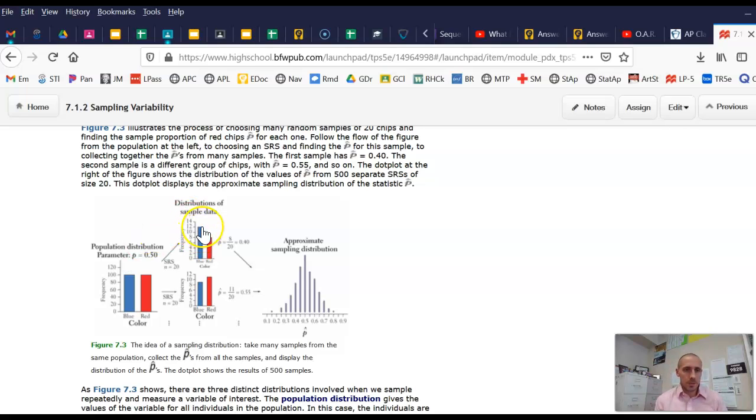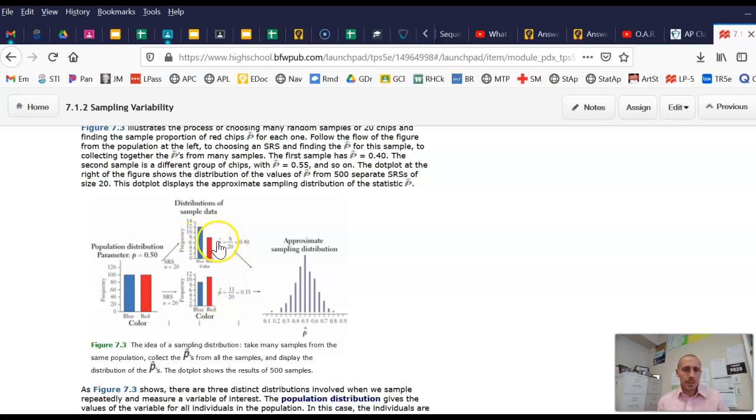In one of the samples, 60% were blue, 40% were red. Math is hard right now. In another sample, we have 45% blue, 55% red. This is that sampling variability. So this is a graph of the sample distribution. Notice I said sample, one sample.